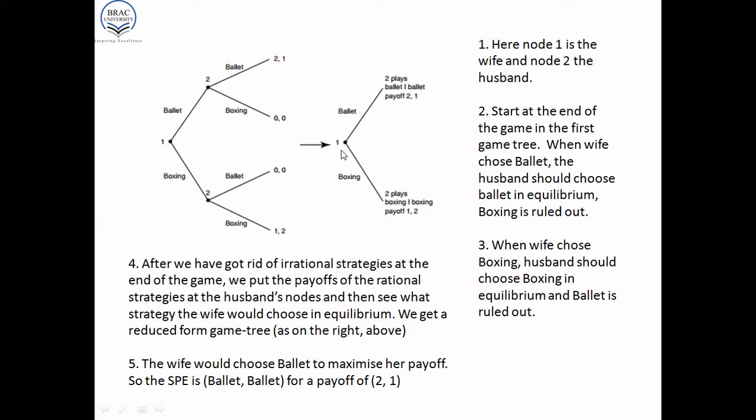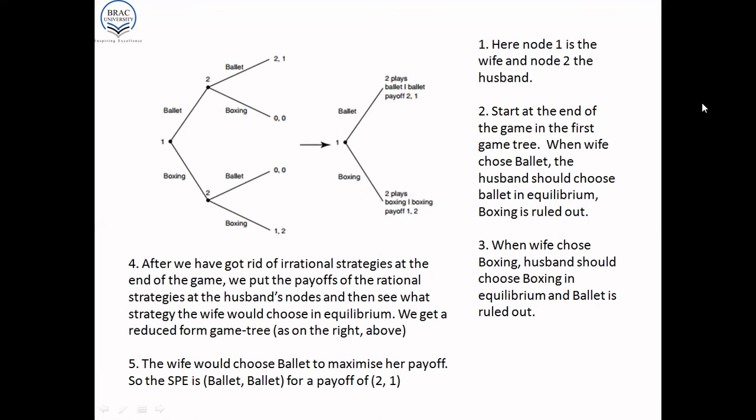And now what will player 1, the wife, do? She would go to ballet in order to maximize her payoff. It will be 2. If she went to boxing instead, her payoff would have only been 1, but that would represent an irrational action. So the rational thing to do for the wife in this reduced form game is to go to ballet. So now we have identified the subgame perfect equilibrium for the whole game. In it, the wife goes to ballet and the husband is also at ballet. The wife gets a payoff of 2 and the husband gets a payoff of 1. So we have identified one Nash equilibrium, which is rational. The concept of subgame perfect equilibrium combined with backwards induction allowed us to eliminate irrational strategies or irrational play along the game.